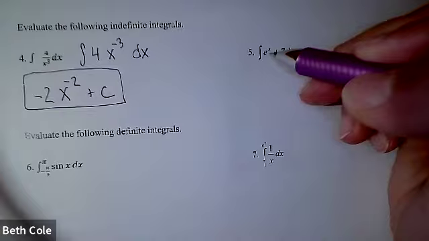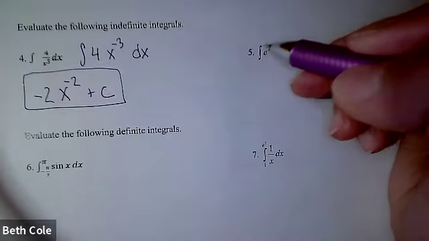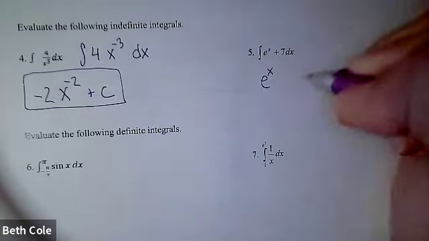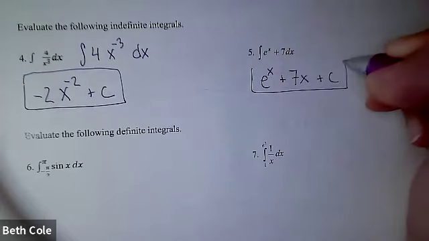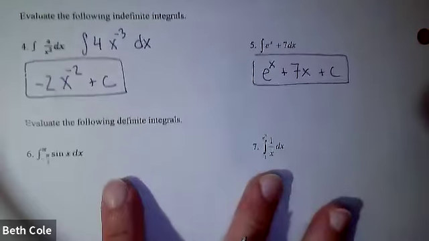The derivative of e to the x is e to the x. So the antiderivative of e to the x is e to the x. And then for 7, you get 7x. And again, please put plus c. These ones are not going to get plus c because they are definite integrals.